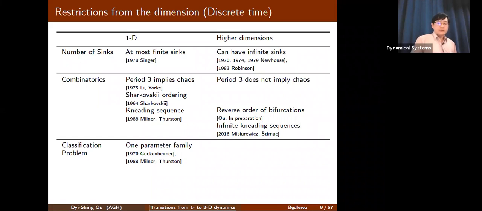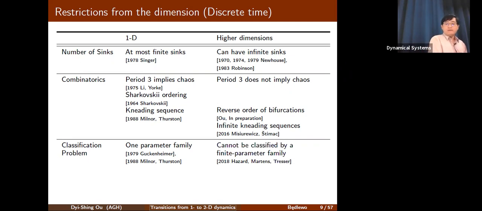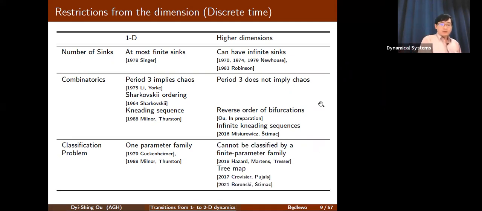It is clear that you can use a one parameter family to classify the class of unimodal maps. However, this is not true in higher dimension. For infinitely renormalizable Hénon-like maps, the work of Hazard, Martin, and Tresser shows that that class cannot be classified by a finite parameter family of maps. In fact, in order to solve the classification problem, you will need to use either infinite parameters or use trees.